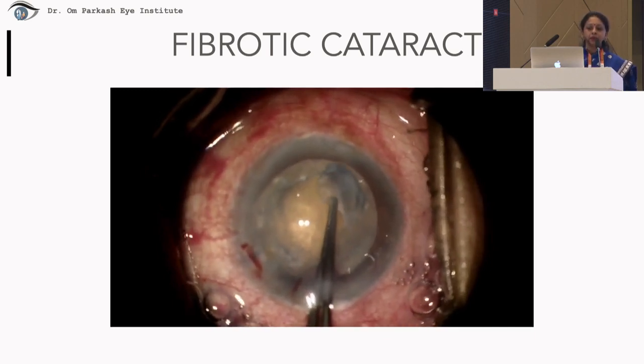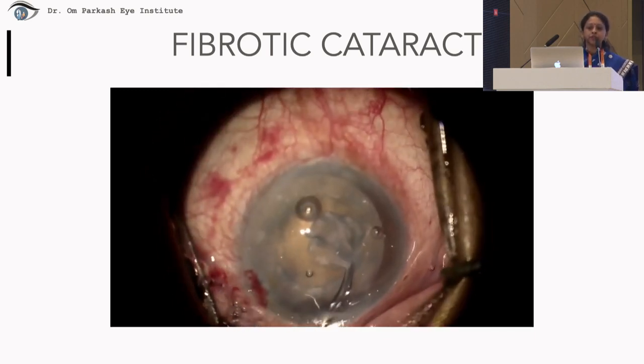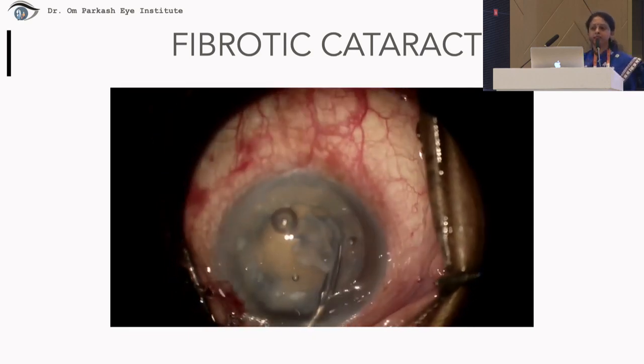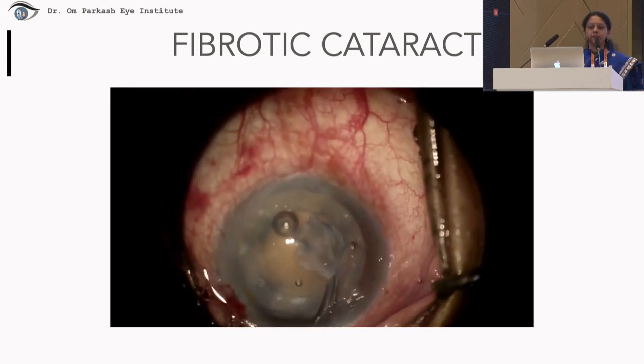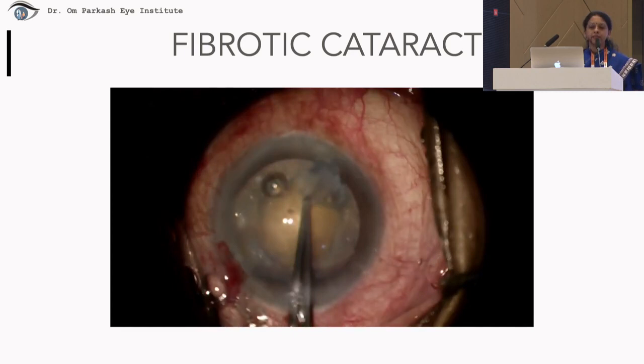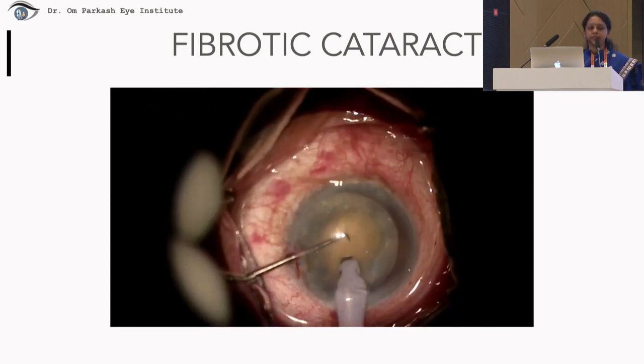and when we try to separate it, we can see that there is a stretch on the zonules. At this point, a microvannas scissors is used and the flap is cut with the microvannas scissors, and the remaining flap is then removed with the rhexis forceps.